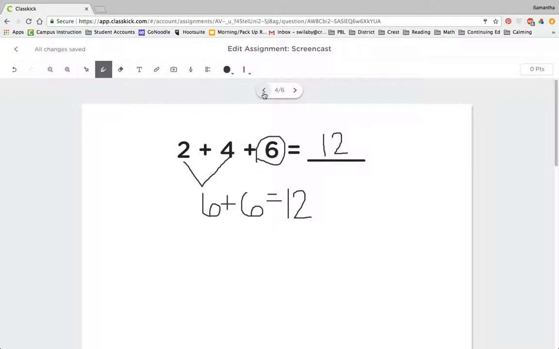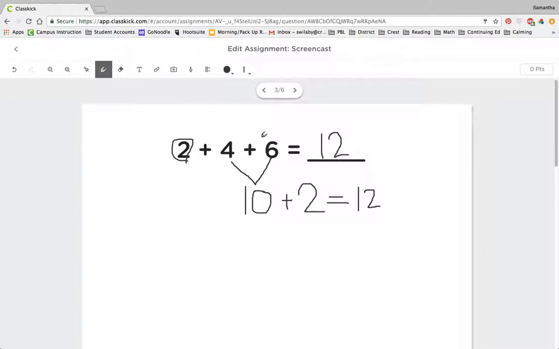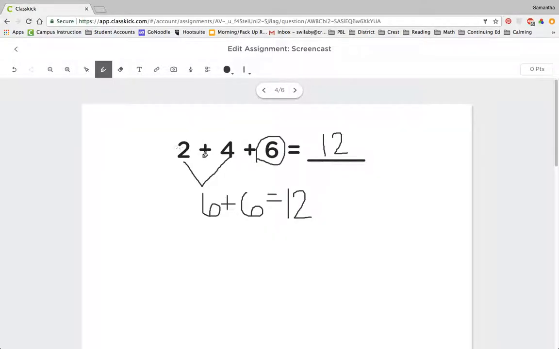Either way that I add it, whether I add 4 and 6 first, or if I add 2 and 4 first, I still get the same sum. Because of the commutative property, I can add in any order that I want. It's always easier to add two of the numbers first and then add that third one, especially when we look to find a doubles fact or a tens fact.